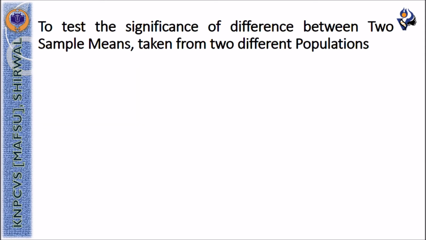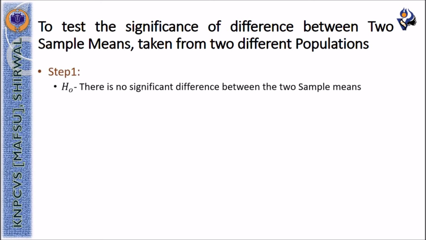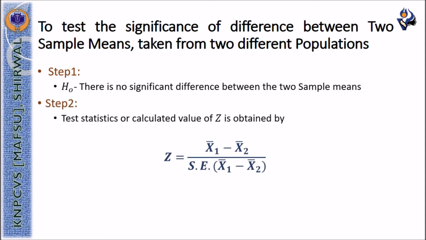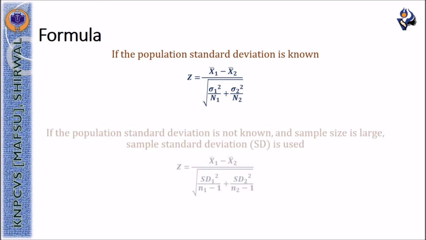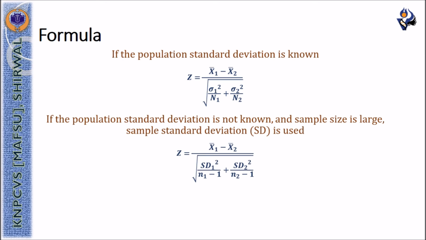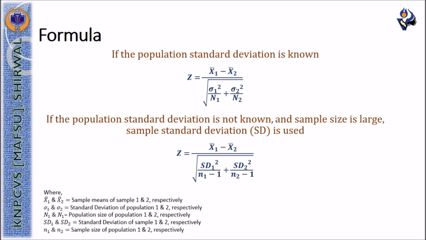The Z-test is also conducted to test the significance of difference between two sample means which are taken from two different populations, where the first step is to put forth the null hypothesis that there is no significant difference between the two sample means. Second step is to calculate the value of z by the given formula. If population standard deviation is known, we can use it in the given formula, else we can use the sample standard deviation in the given formula as shown over here.